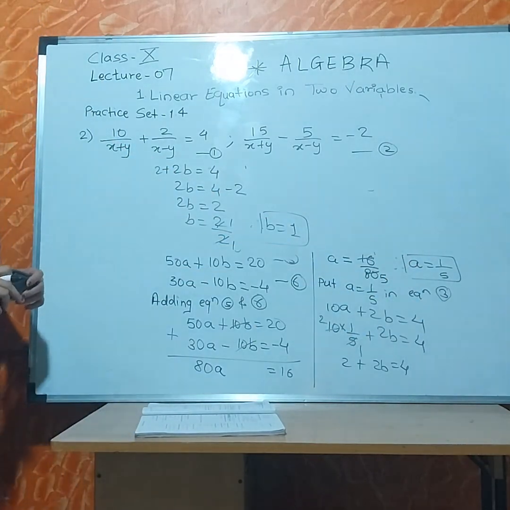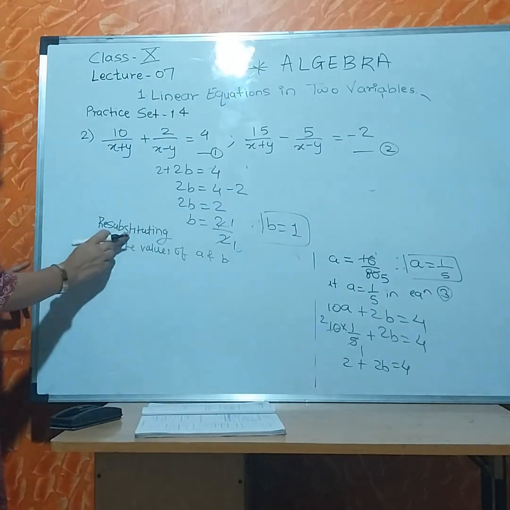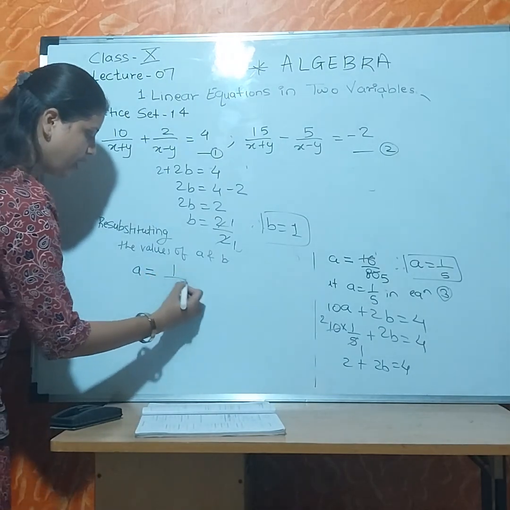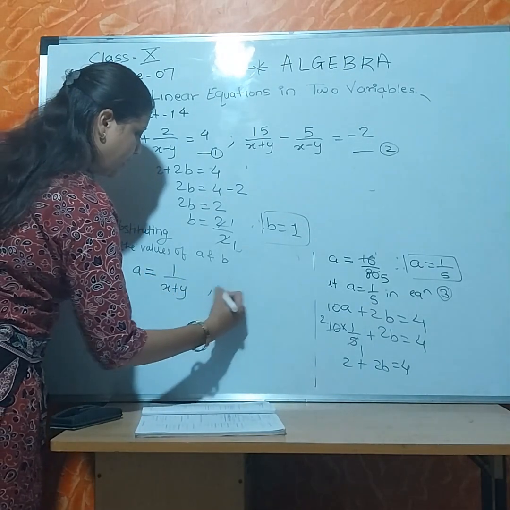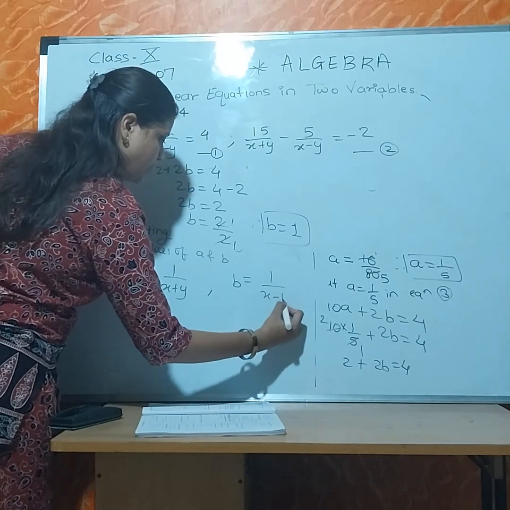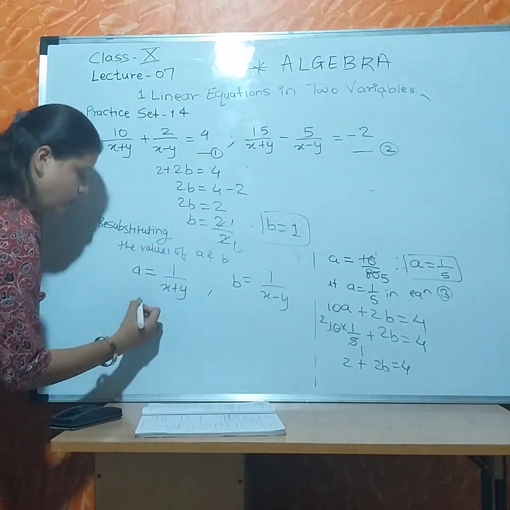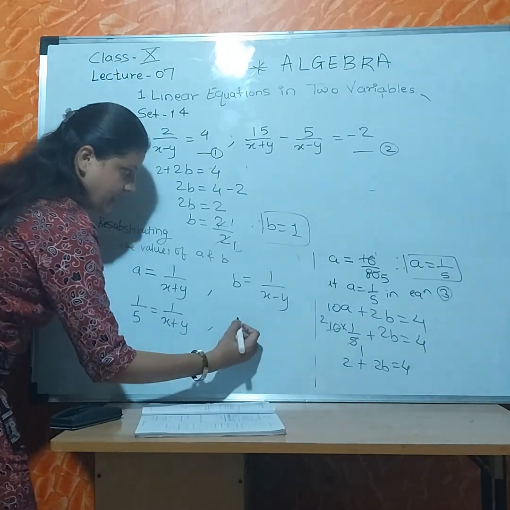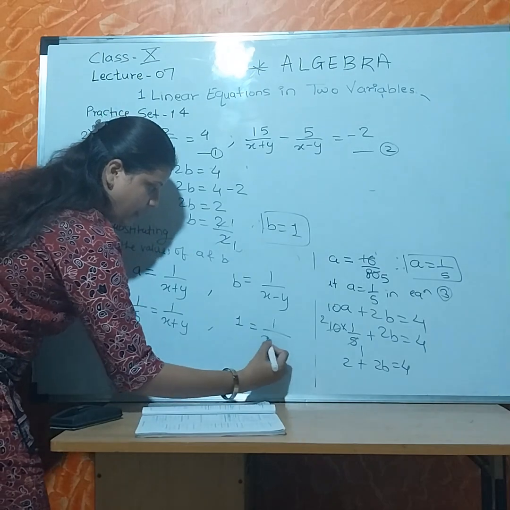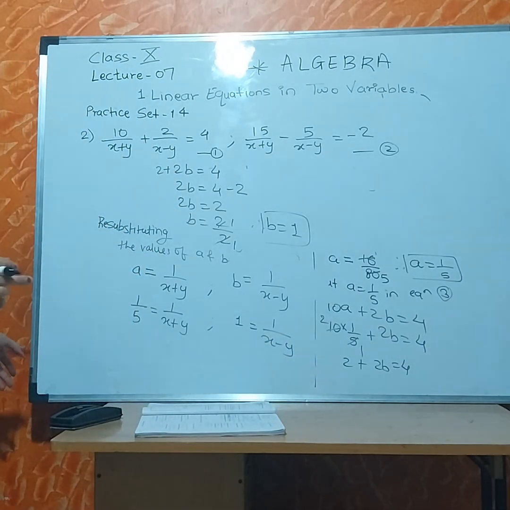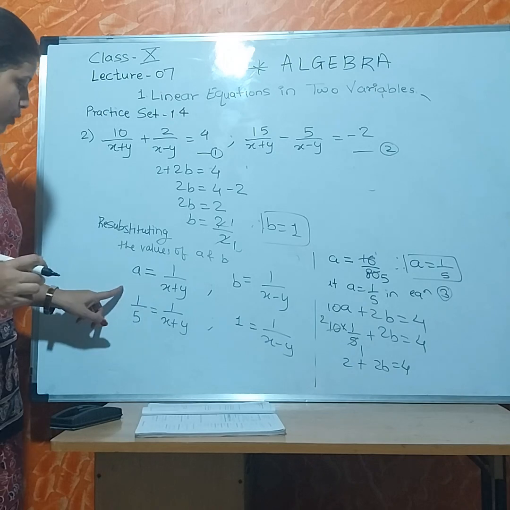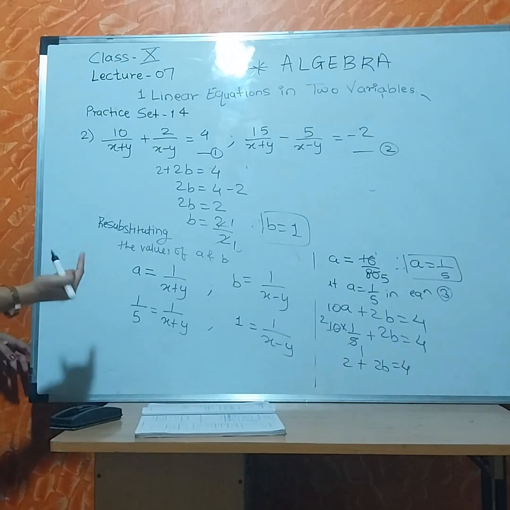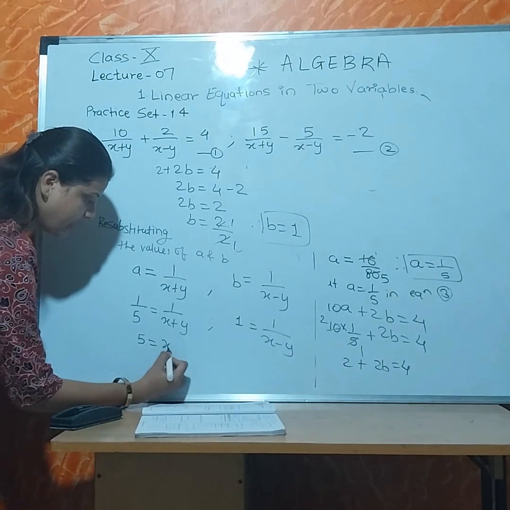We have to resubstitute and find the values of x and y. Substituting the values of a and b, we get a is equal to, what is the value of a? 1 upon x plus y, and b is 1 upon x minus y. A we got 1 upon 5 is equal to 1 upon x plus y, and what is b? 1 is equal to 1 upon x minus y. Now see here, in this equation, both the numerators are same. What are the numerators? 1. If it is 1, directly we can write 5 is equal to x plus y.